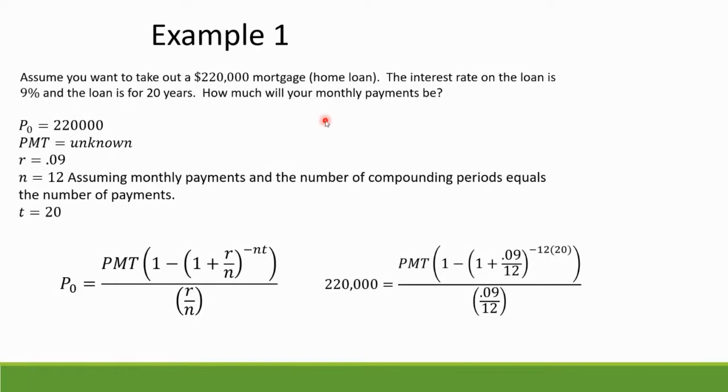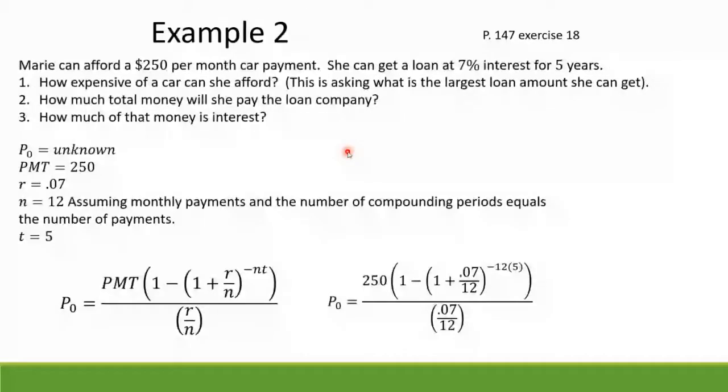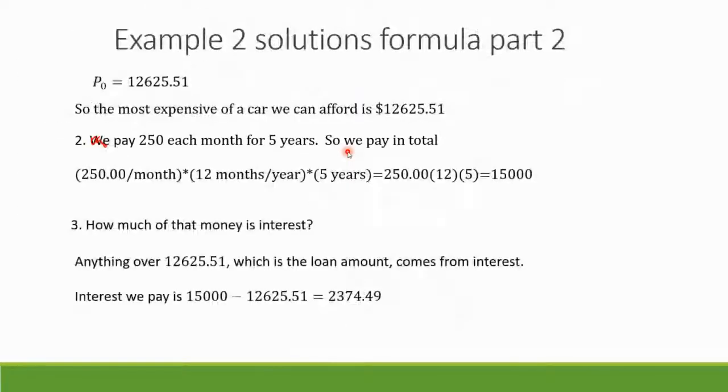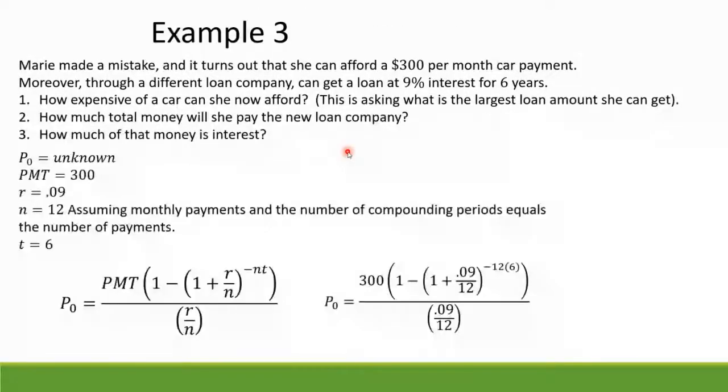But here again, with monthly payments, that's how we know we're paying monthly. That's why N is 12. So again, we're assuming in this example monthly payments, and so the number of compounding periods equals the number of payments. That's what we're generally assuming with these, unless stated otherwise. The number of compounding periods a year is as often as you're making payments or withdrawals.